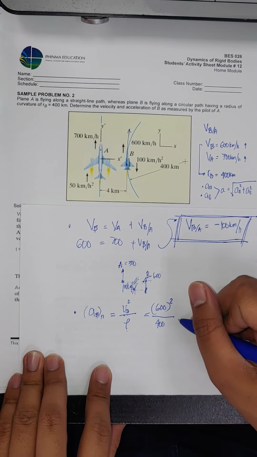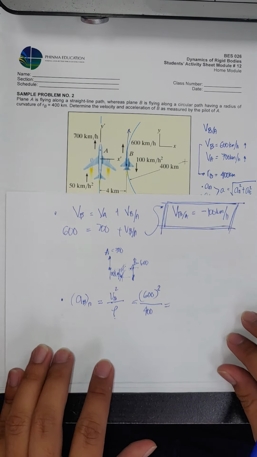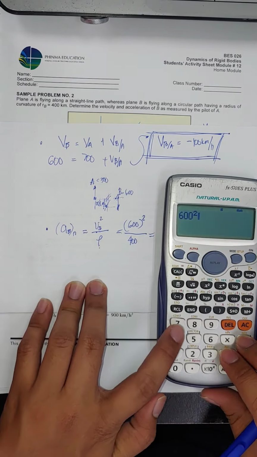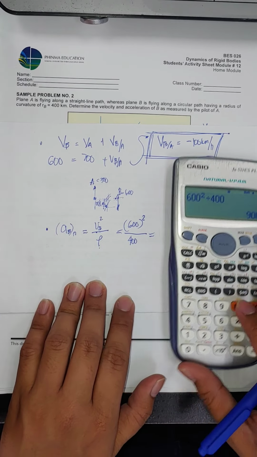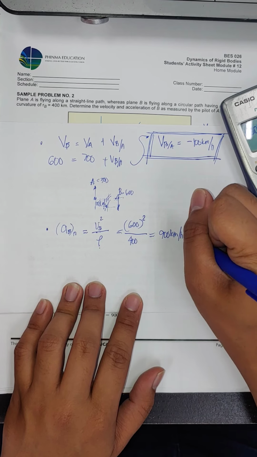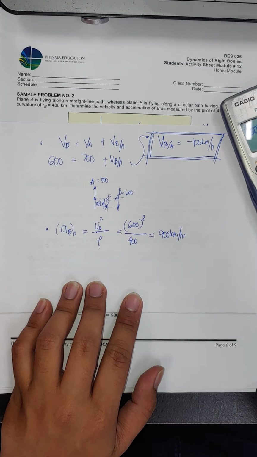So we will have the normal acceleration equal to 600 squared divided by 400. That is equal to 900 kilometers per hour squared.